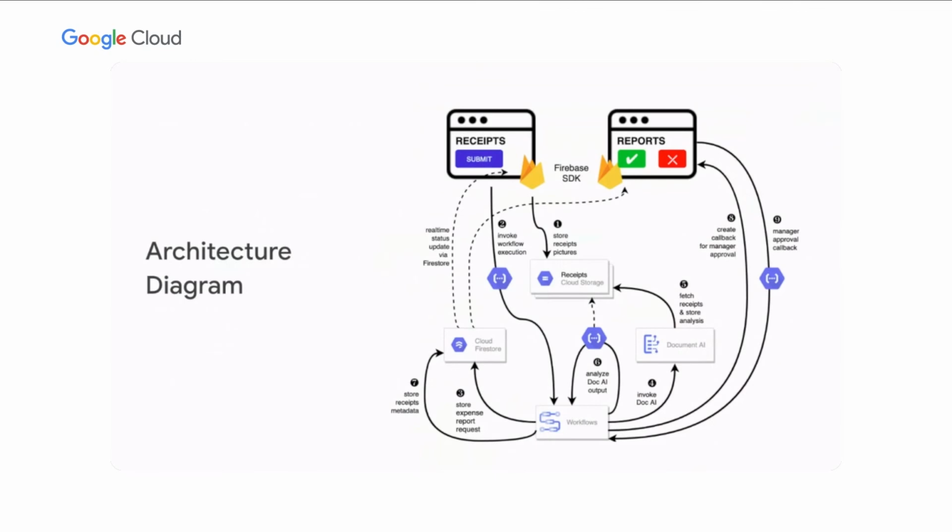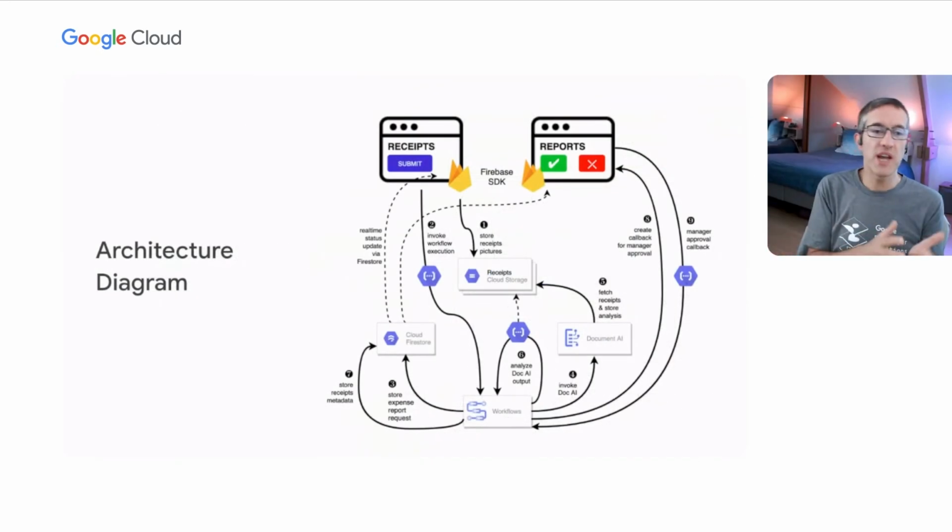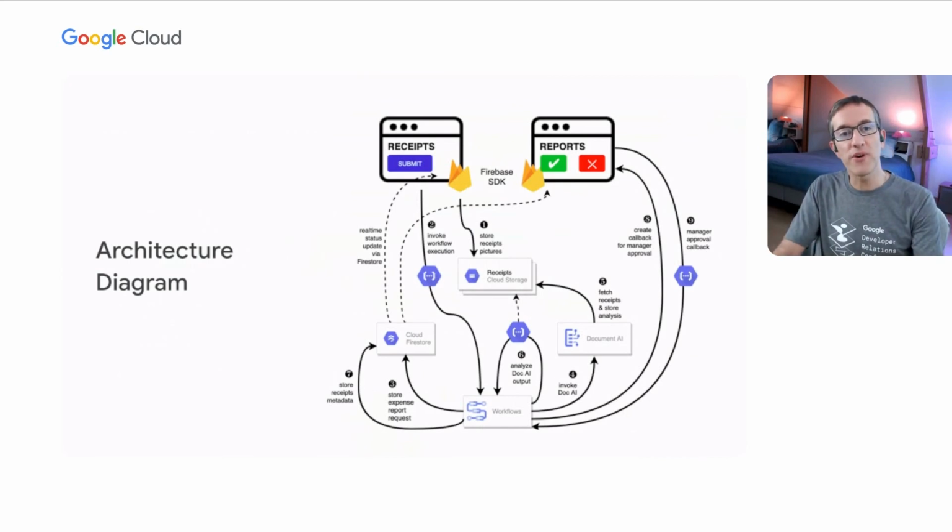In the manager view, the manager will be able to click on either button, the one approving the expense report or the one rejecting the expense report. And we'll go through the callback URL from this web page. We'll call back into the workflow through a cloud function to continue the execution of the workflow and store the result, approved or rejected, in our Cloud Firestore database. And that's about it for this architecture diagram of our expense report application.